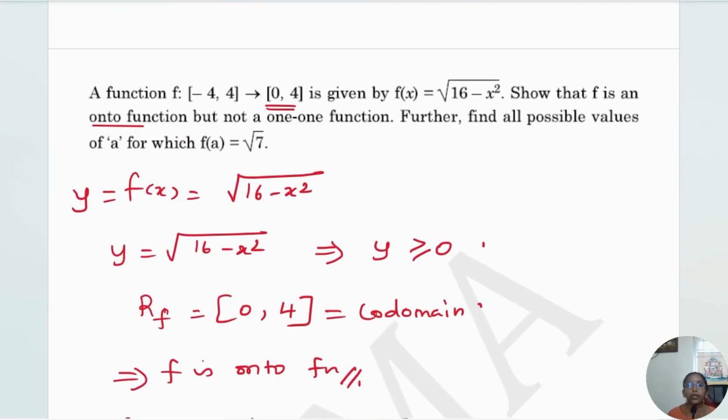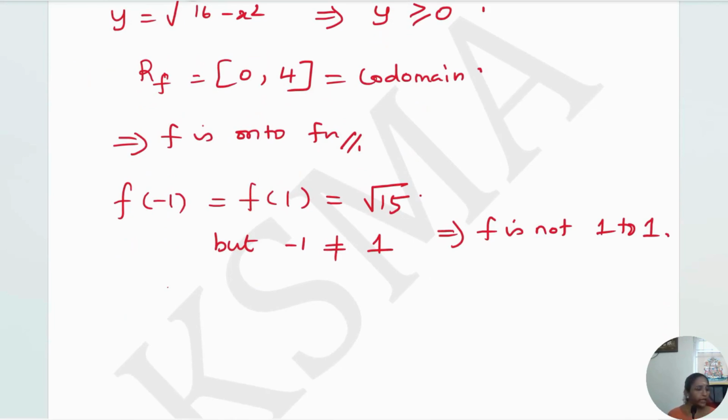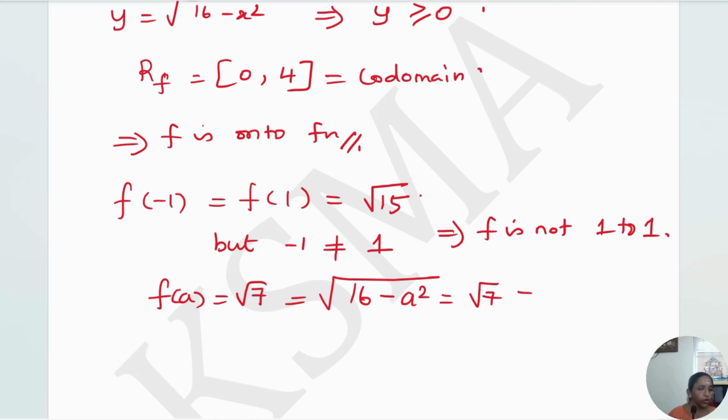And the third part is to find all the possible values of a, for which f(a) = root 7 is given. So use that value. f(a) = root 7, that is root of (16 - a^2) = root 7. So a = plus or minus 3 here. Sorry, here it is 9, root 9. So we can find our possible values of a: plus or minus 3.